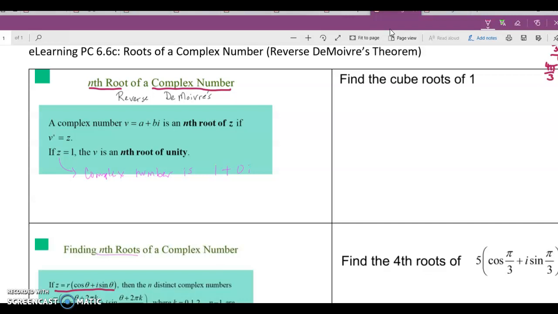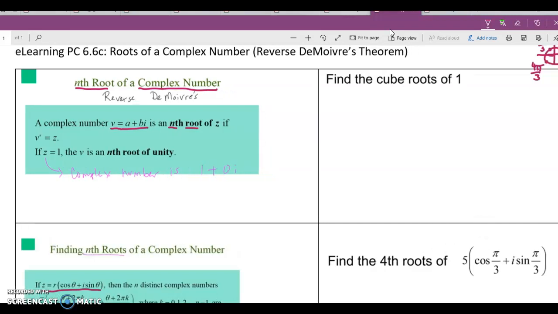So we're going to say a complex number v, equal to a plus bi, is the nth root of z if when we raise that complex number v to the nth power, we get z. And if z is equal to 1, then v is the nth root of unity, okay? So that is a lot all packed into there. I promise we're going to break this down a little bit.